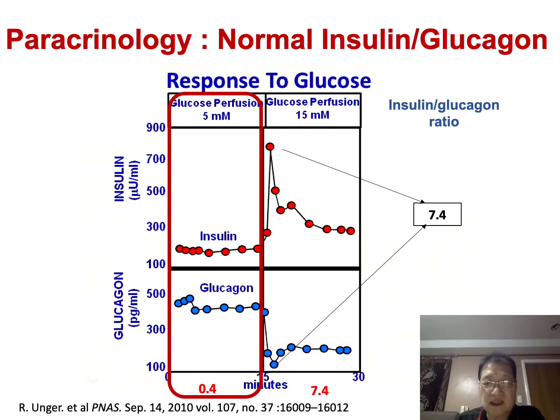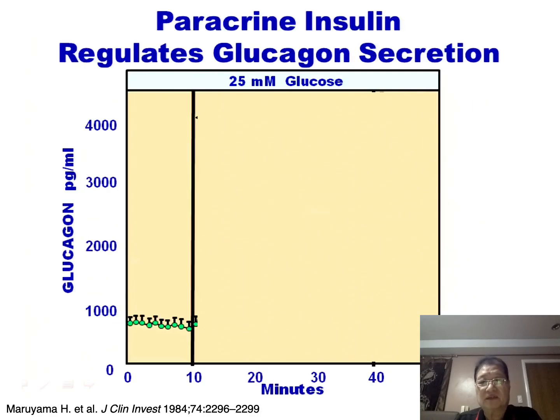Now, let's see now in diabetes. Okay, now this is an animal experiment in 1984, an isolation of normal rat pancreas perfused with a constant level of high glucose of 25 millimolar. The measurement of glucagon coming out of the pancreatic efferent vein indicated some suppression of glucagon, as you can see. Glucagon level as low as 1000 picogram per ml.